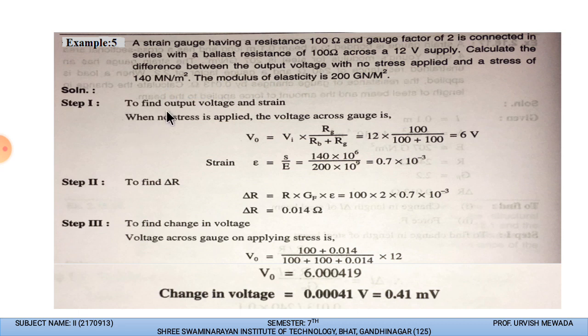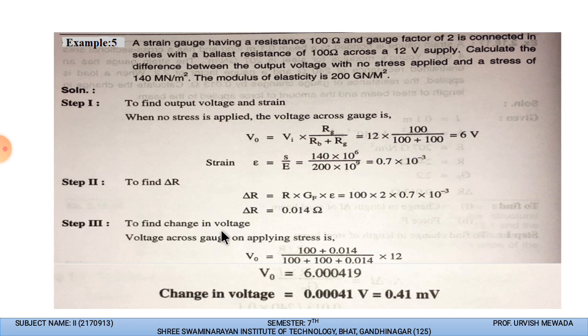To find out the voltage and strain when no stress is applied, the voltage across the gauge, V output, is equal to V input into the ratio of the gauge resistance to the total resistance of the circuit. So V input we have, that is 12, Rg is the gauge resistance, that is 100, and Rb is the ballast resistance, which is again 100, plus Rg is 100. So by solving this, we will get V output is 6 volt.